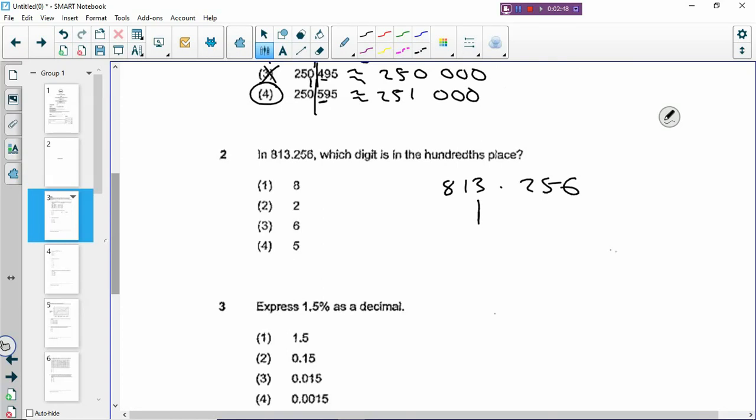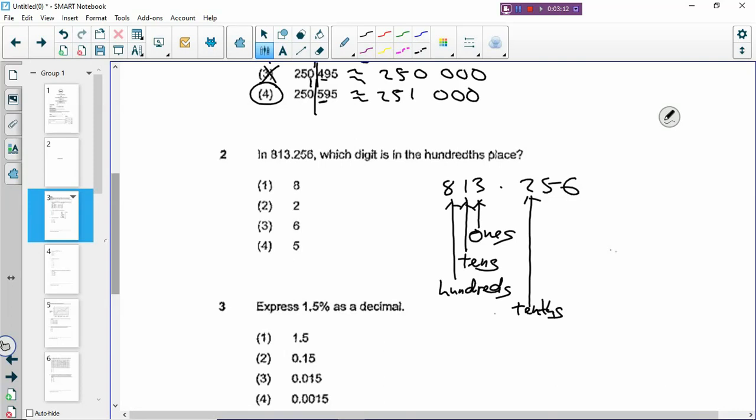Now, the digit in front of the decimal point is a whole number. We call it the ones place. And then after that will be tens. And then you have the hundreds. So these are your whole numbers, which is what you have learned in P1, P2, P3. But when you come to P4, there's decimal, right? There's a decimal point. So behind the decimal point, that is your tenth.